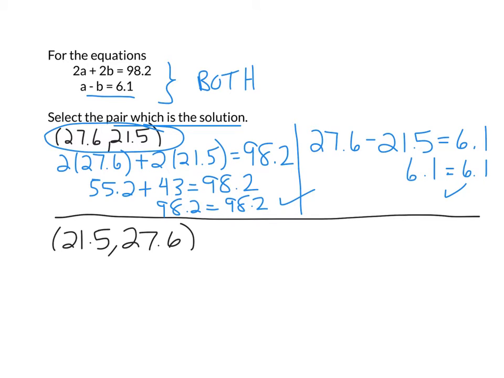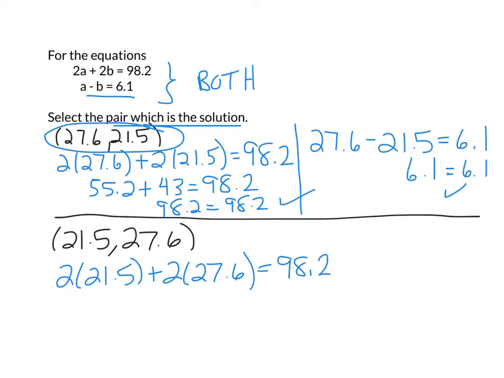Now, just to make sure, let's go through and check the other pairs just to make sure that they are not. So in our first equation, we're going to substitute the 21.5. And I'm going to check the first equation, and if the first equation doesn't satisfy, the actual pair is not a solution, then we're not going to bother moving on to the second equation because it has to do that for both of them. So 2 times 21.5 will give us 43, and 2 times 27.6 will give us 55.2. And we're going to check if those are equal to 98.2.